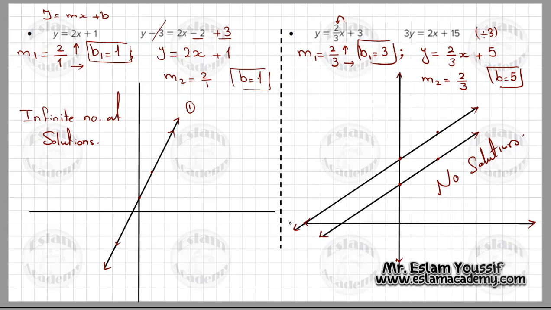If the 2 lines intersect at 1 point, it means we have only one solution. If the 2 lines are drawn in the same place, it means we have an infinite number of solutions. But once we have 2 parallel lines, it means there is no solution.